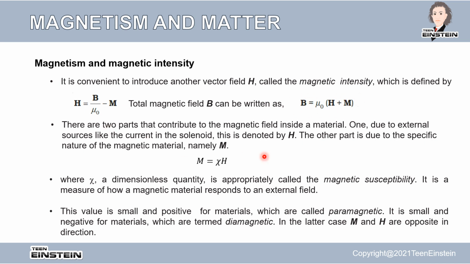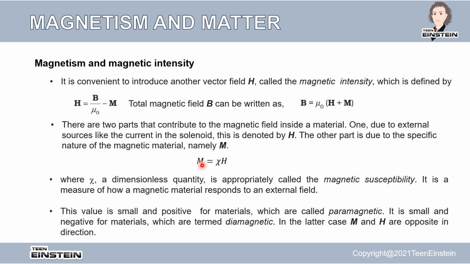There are two parts that contribute to the magnetic field inside the material. One is due to external sources like the current in the solenoid, that is denoted by H. This H is coming because of the current in the solenoid, so you can control it. You can even call it an external magnetic field. And the other part is due to the specific nature of the magnetic material, called M. This depends on how the material responds to the magnetic field.